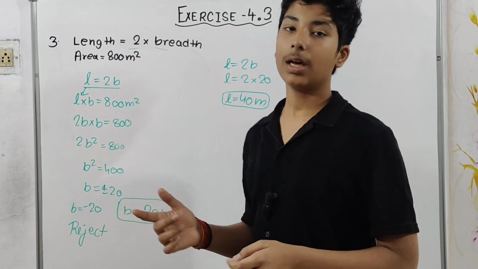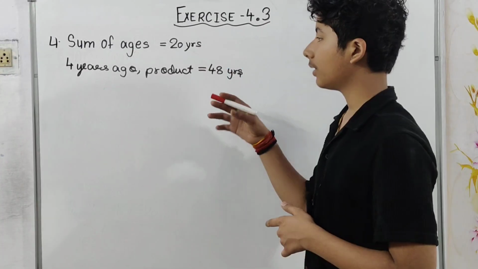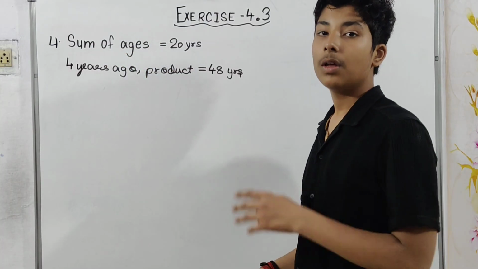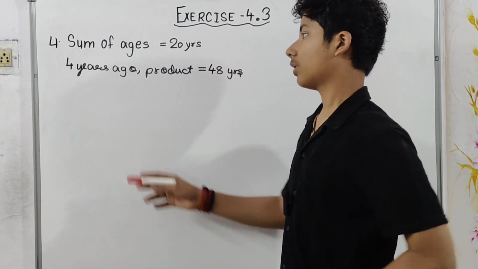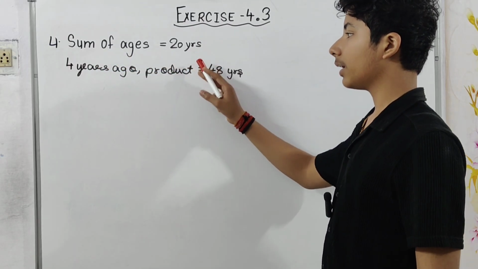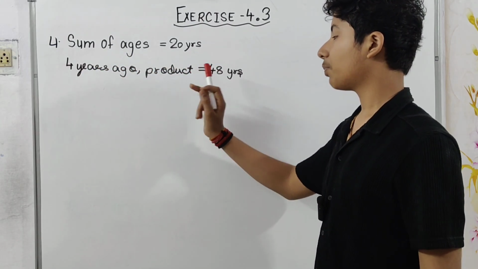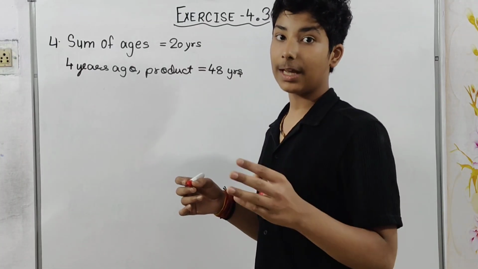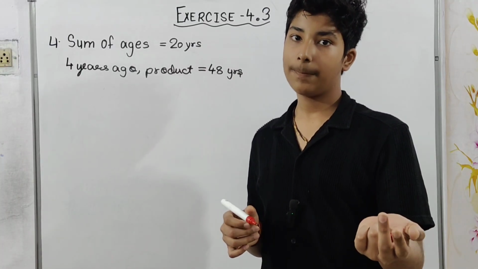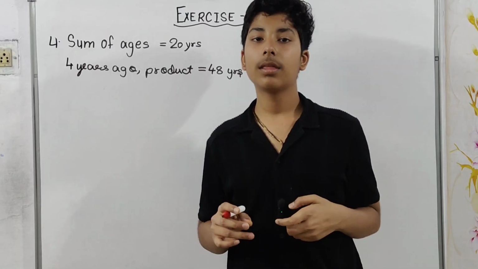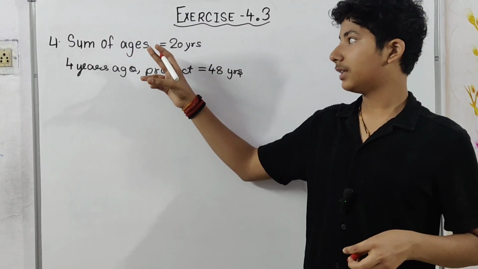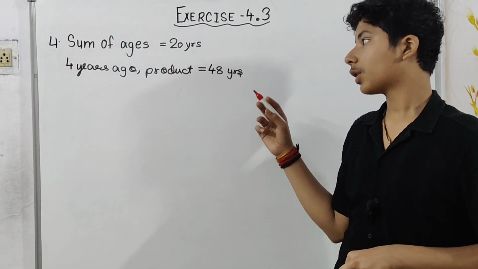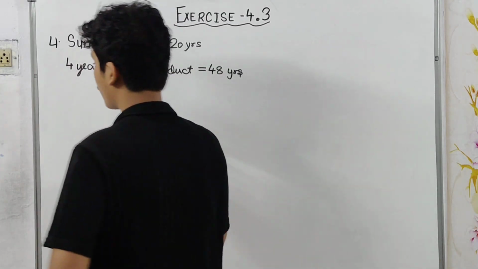Now we will continue with our fourth question of this. Now here in this question it is asked that we have to find out whether we can find their ages or not. Here the sum of ages is given as 20 years, and 4 years ago the product of their ages was 48. So basically this data is given of two close friends: their ages' sum is right now 20 years and 4 years ago their product of ages was 48.